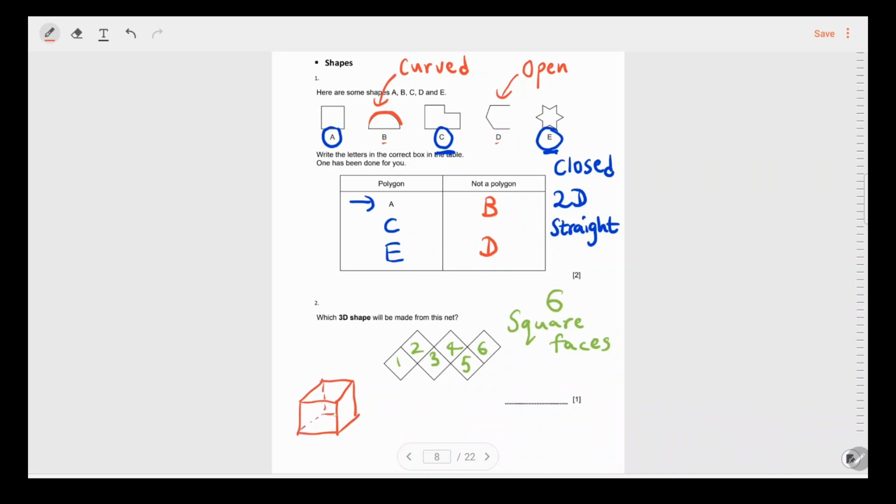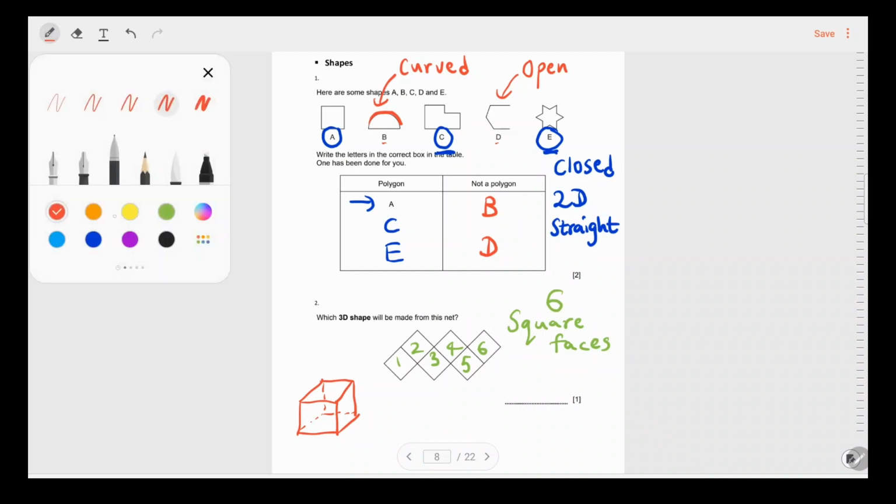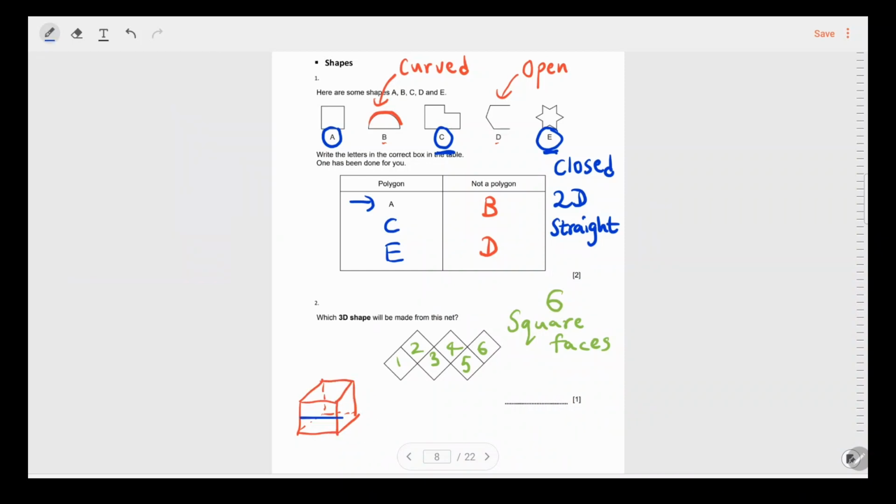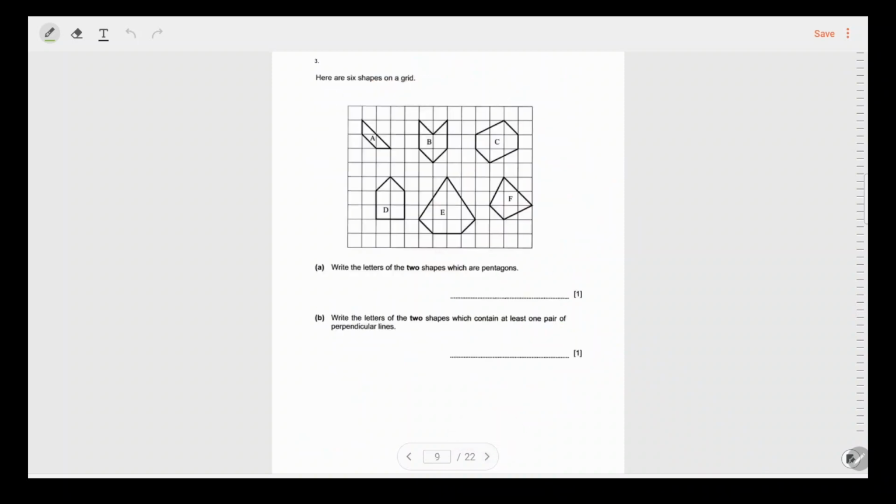So here I drew a rough cube, and all of them are square. We have one face on top, the other face in the bottom, and then we have 3, 4, 5, and 6. 4 faces right around. So altogether it's 6 faces, which means that this 3D shape is a cube. Pretty easy, right? So let's move on to the next question, question number 3.